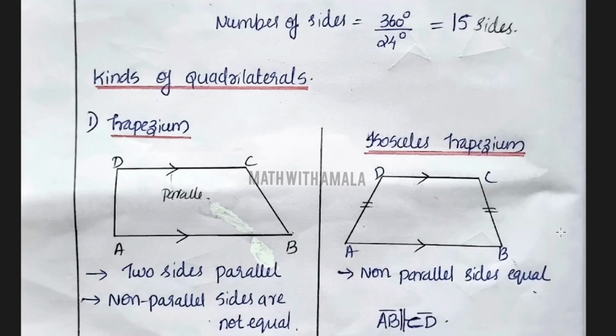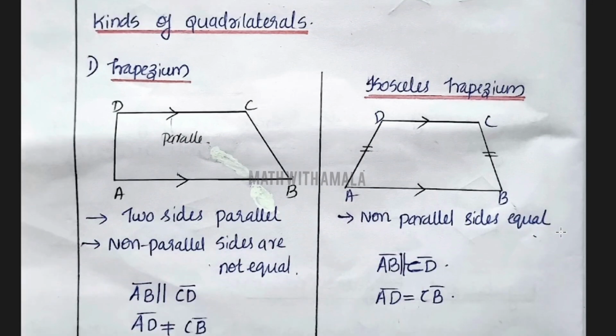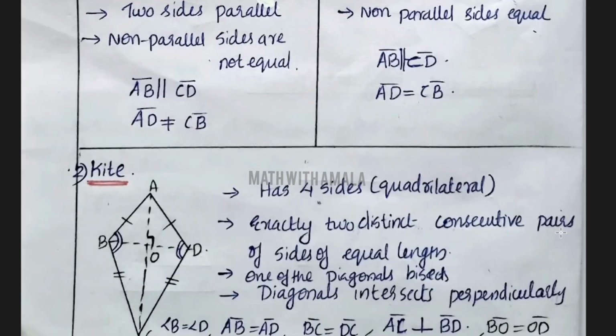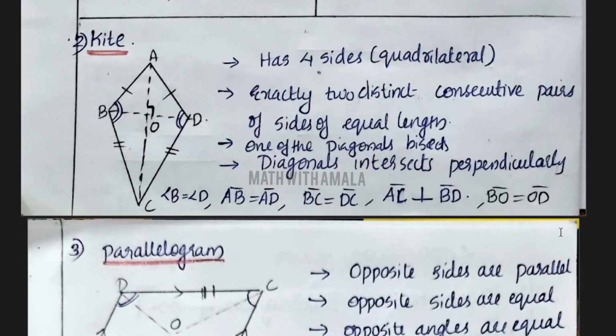Now, what are the kinds of quadrilaterals? There are a lot of kinds. Let's start with the trapezium. A trapezium is a figure in which two sides are parallel and the non-parallel sides are not equal. Here the line segment AB is parallel to CD, and also AD is not equal to CB. In the isosceles trapezium, you can see that AD and BC are the same, so the non-parallel sides are equal.